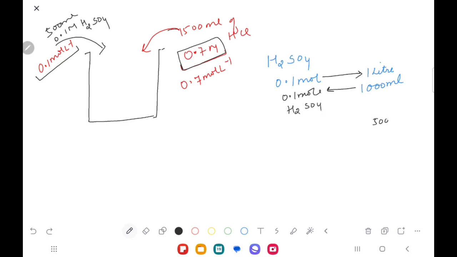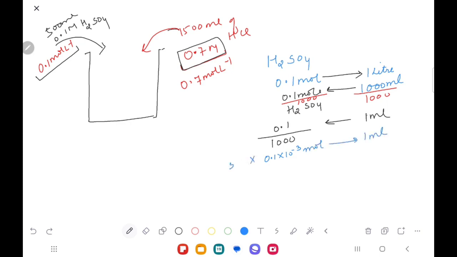So don't you think 500 ml should contain how much? 0.1 over half of it? Because if you half both sides, isn't it? So basically what I'm trying to explain to you is this. Just calculate one thing. In 1 ml, how many moles of H2SO4 would you have? 0.1 over 1000. Because if I divide by 1000 here and divide by 1000 here, isn't it? So we would have 0.1 into 10 raised to power minus 3. These many moles I will have in 1 ml.